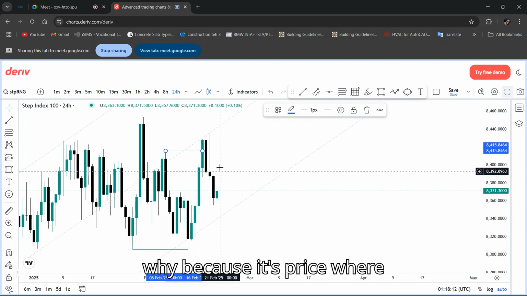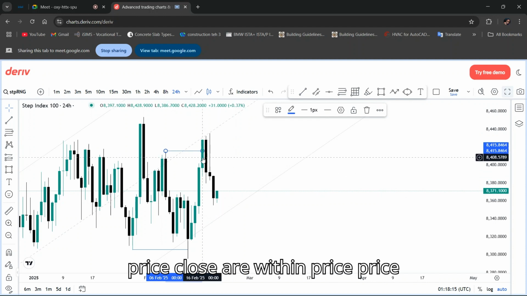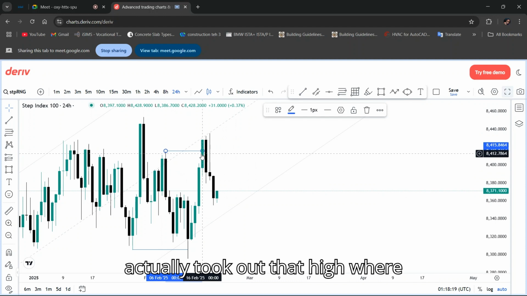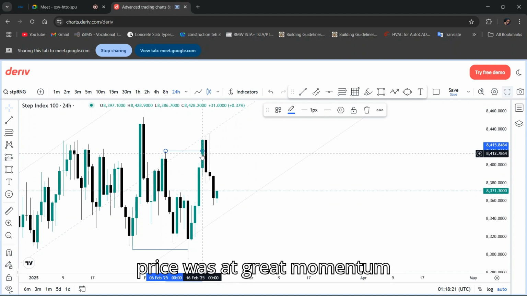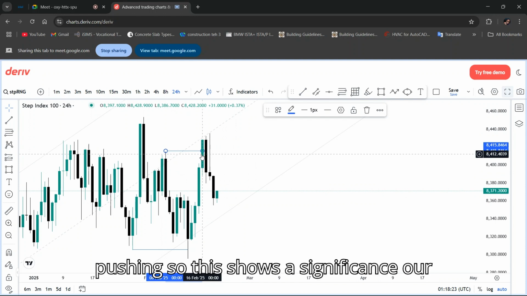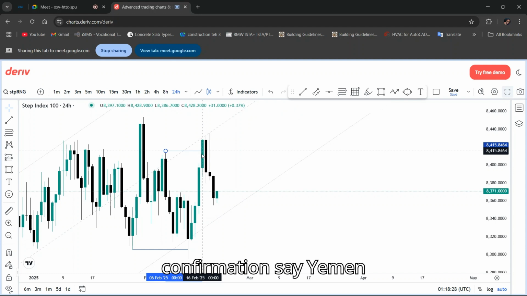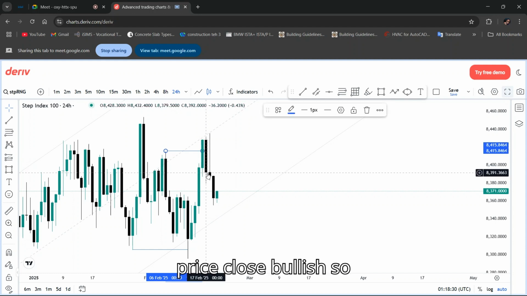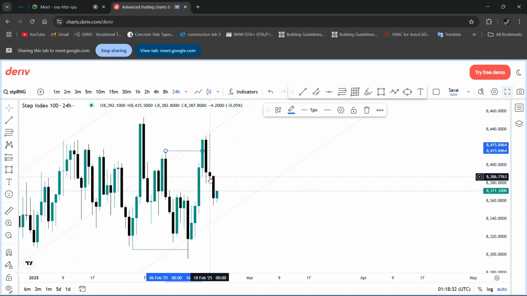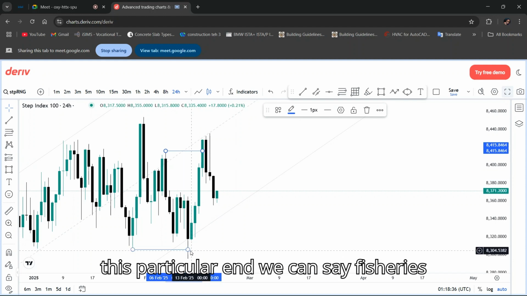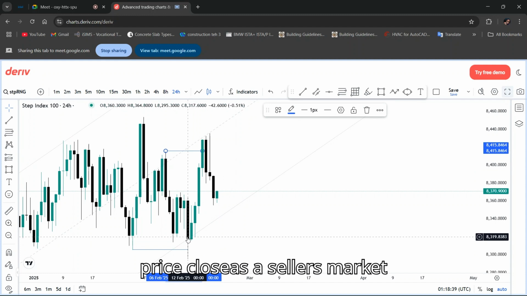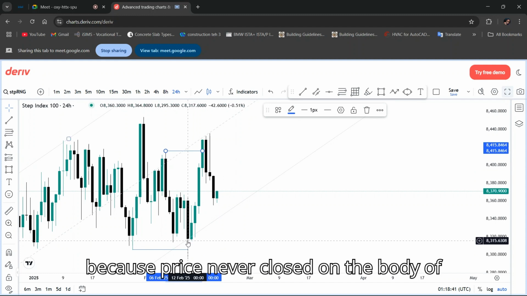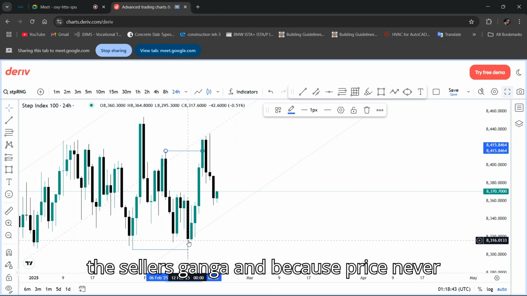Why? Because it's price where price closed or within price. Price actually took out that high where price was at great momentum, pushing. So this shows a significance or confirmation to say, yeah man, price closed bullish, so the market is going bullish. At this particular end, we can't say for sure it's a seller's market because price never closed on the body of the seller's candle.